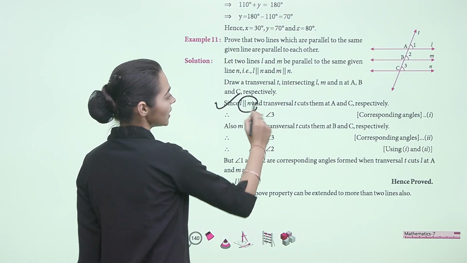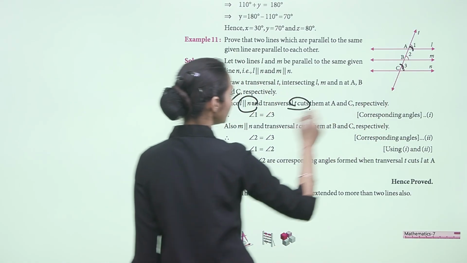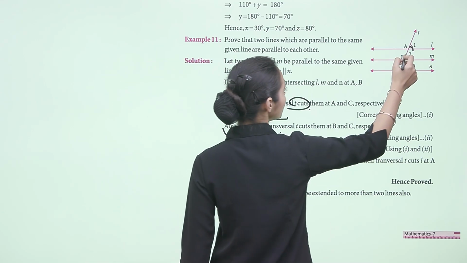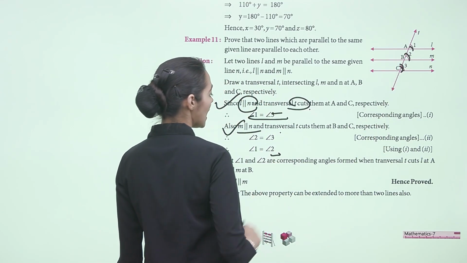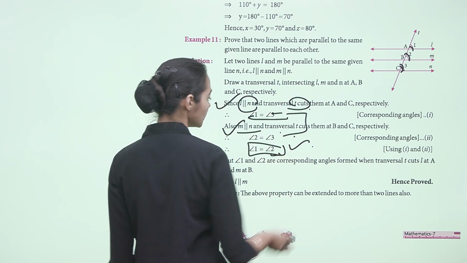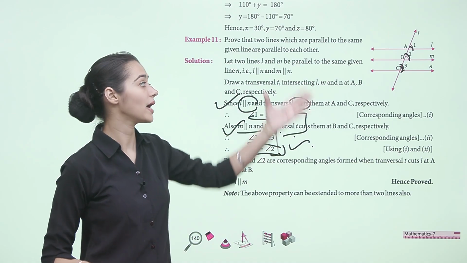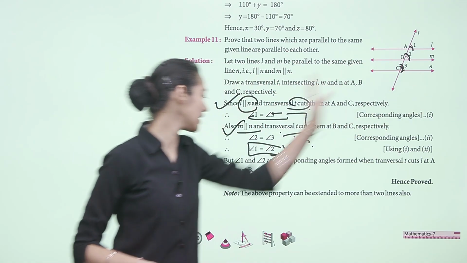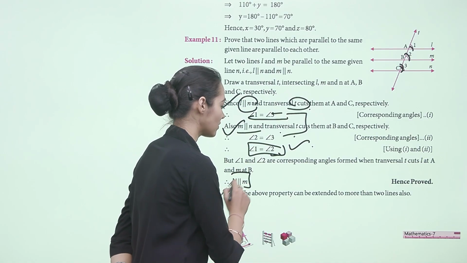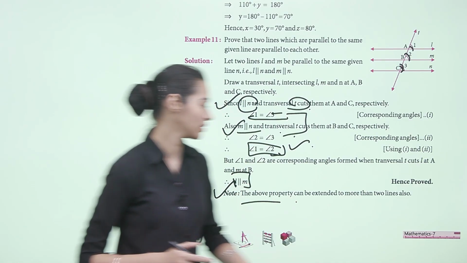Now since we know that L is parallel to N and cut by a transversal, so angle 1 is equal to what? Angle 3, corresponding angles. And we know that M is parallel to N, so angle 2 is also equal to angle 3. And here from the first and second equations we know that angle 1 is equal to what? Angle 2. And angle 1 and 2 are what? Corresponding angles which are formed by cutting a transversal T at A and M at B. So L is parallel to M, and always note that the above property can be extended to more than two lines also.